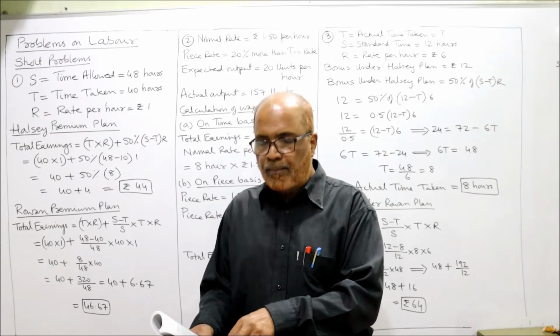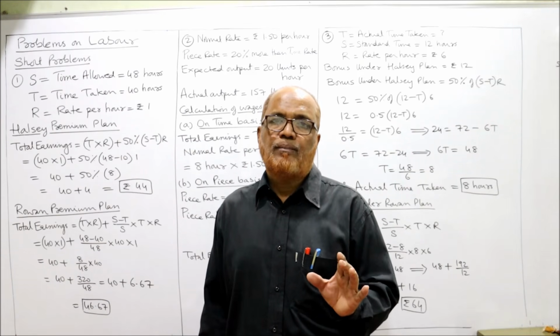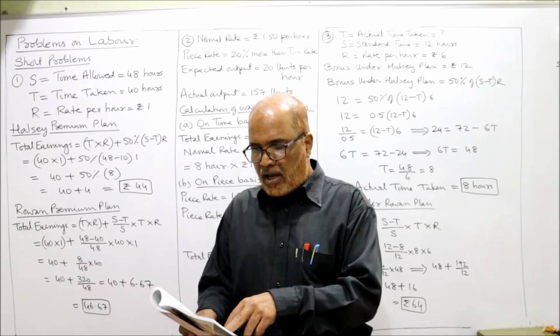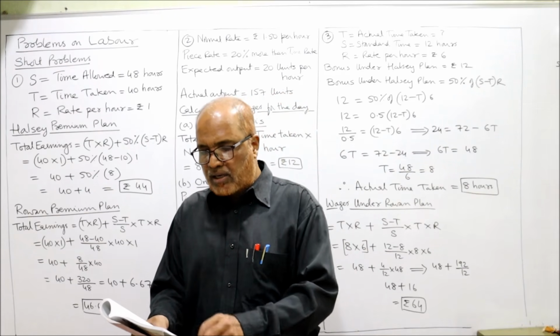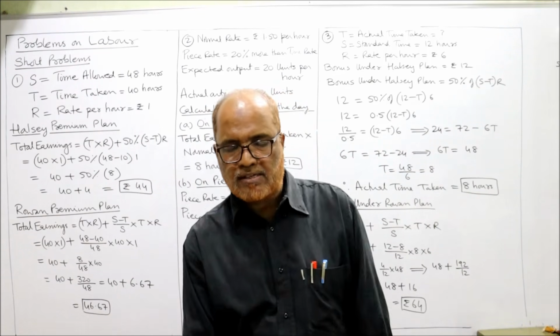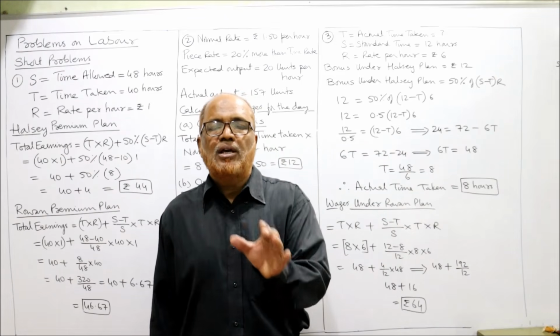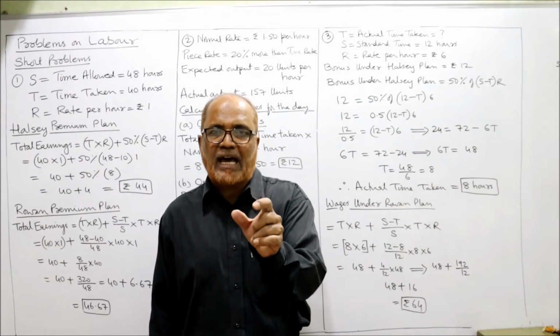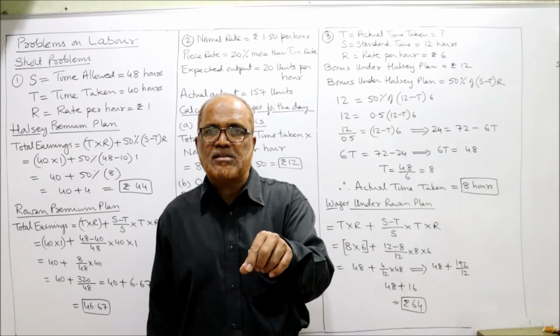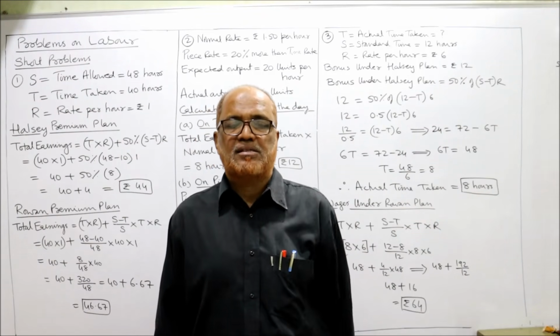Standard output, it is given per hour 20 units. Per hour 20 units. And you are required to calculate the wages on time basis and piece basis. So ultimately the question is, you have to find out the total wages of Mr. X on time basis as well as piece basis.